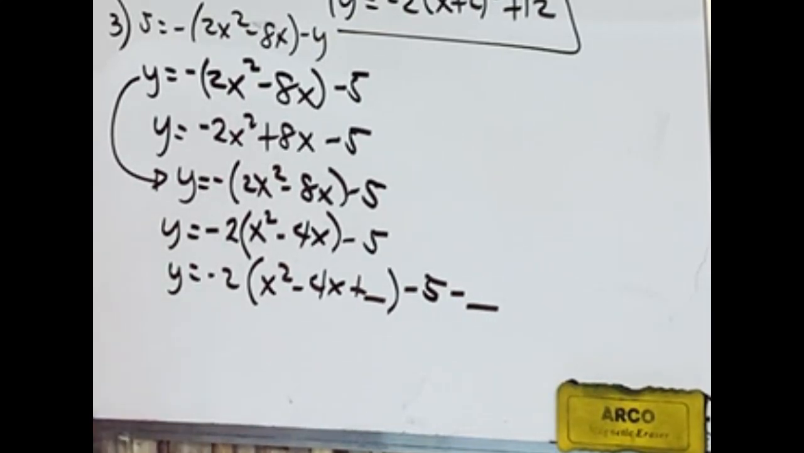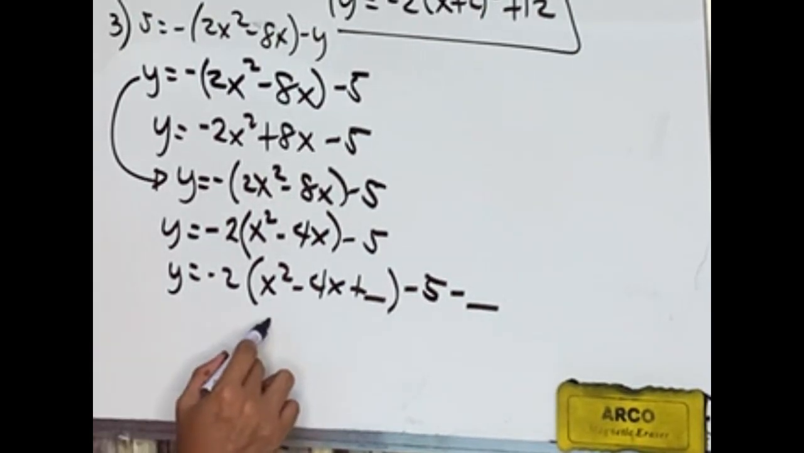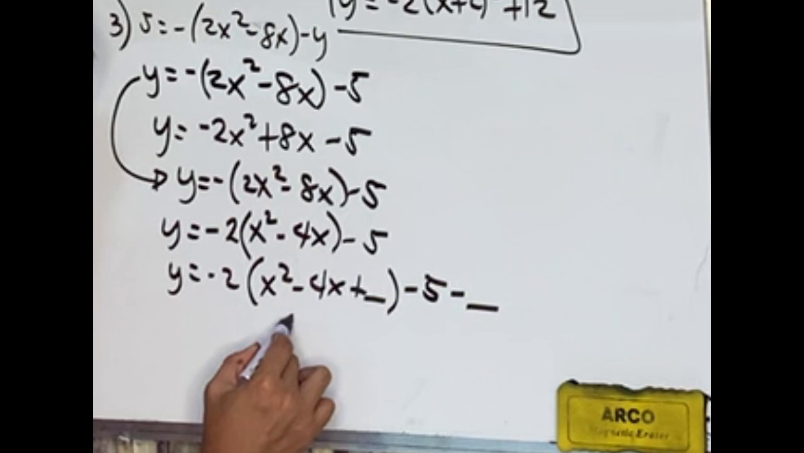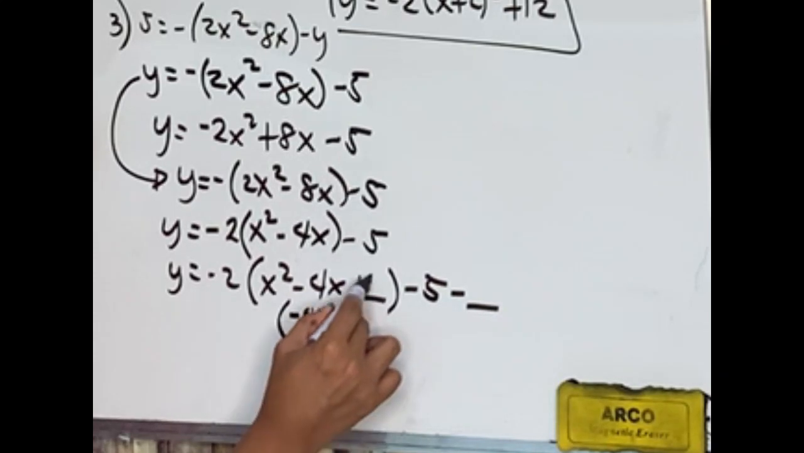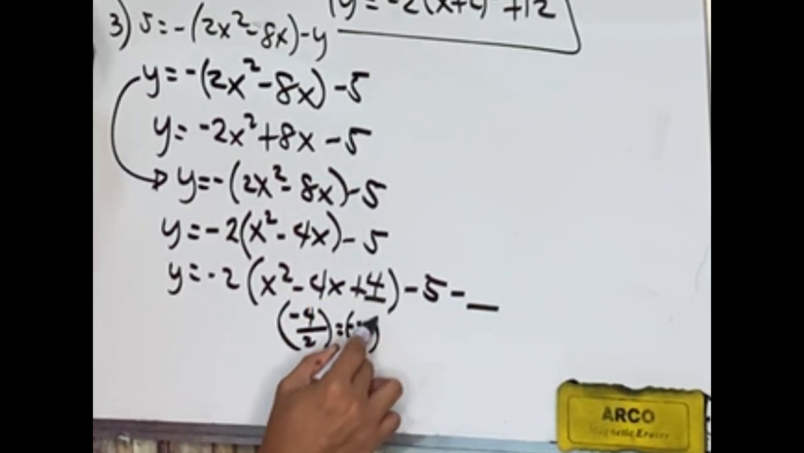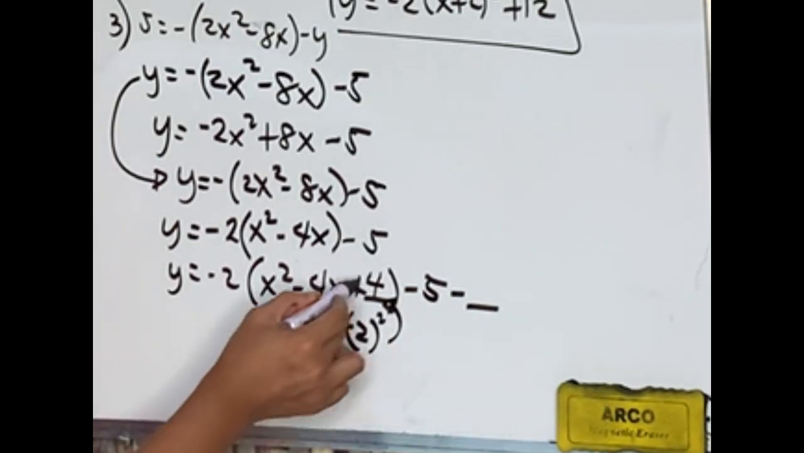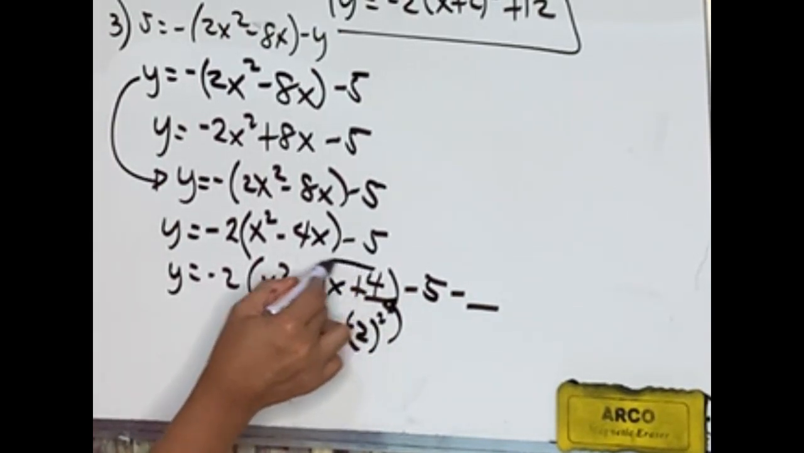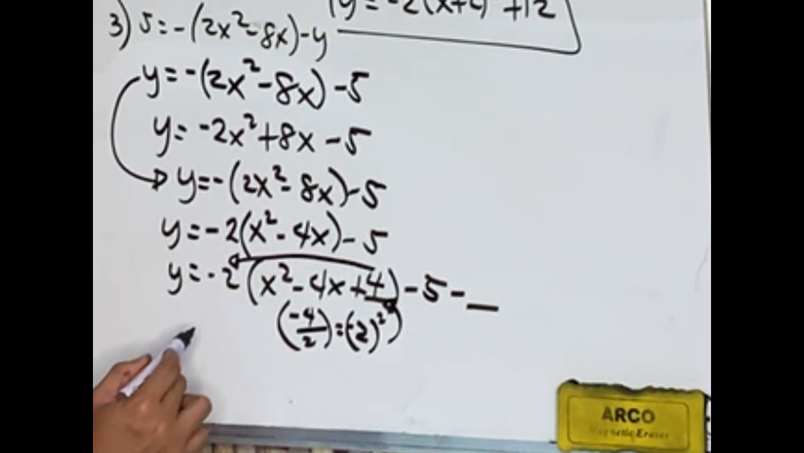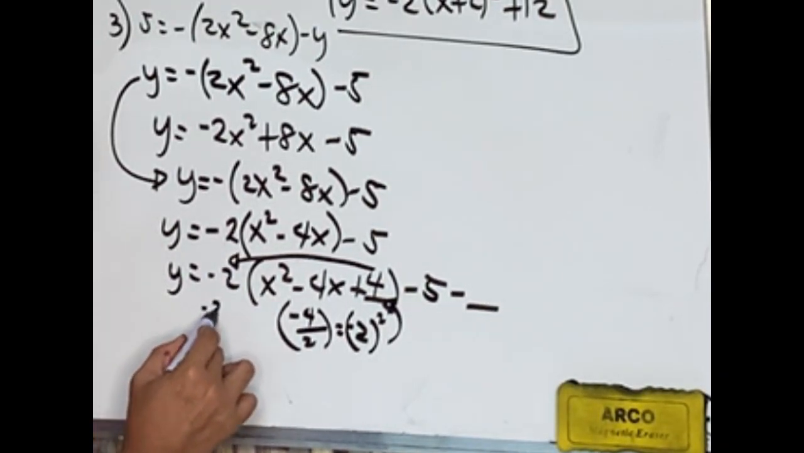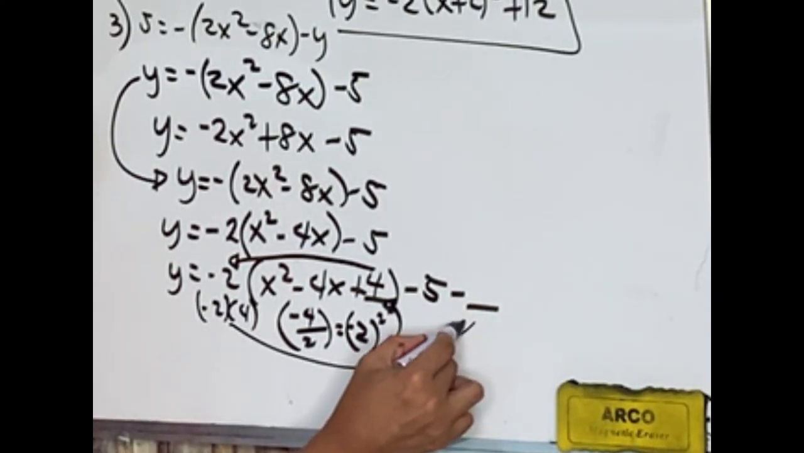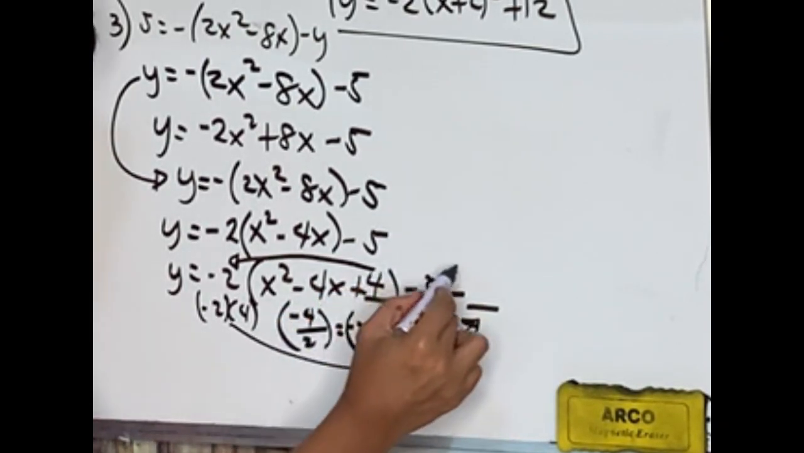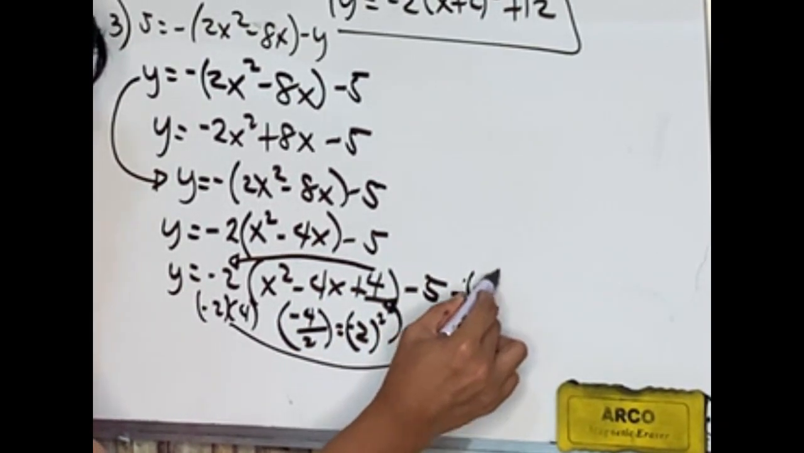So we will be making a perfect square trinomial in our group. So you will be having y is equal to negative 2 times the quantity x squared minus 4x plus blank minus 5 minus blank. So divide the linear term by 2. So you will have negative 2. Square it, you will get 4. So place it on the first blank. So multiply 4 in the coefficient of the group. So you will be having negative 2 times 4. You will have negative 8. And then place it on the second blank. So the answer will be negative 8.